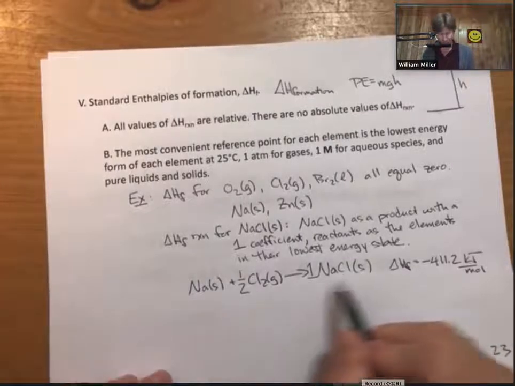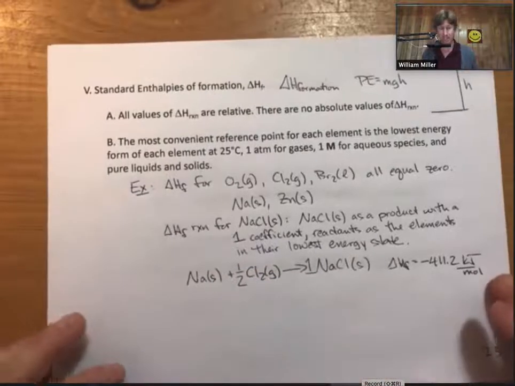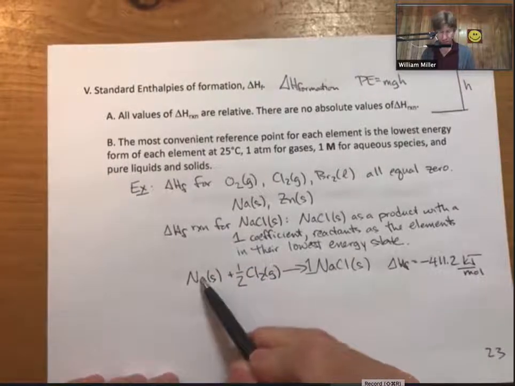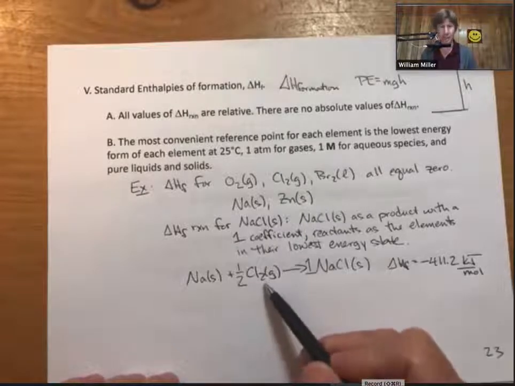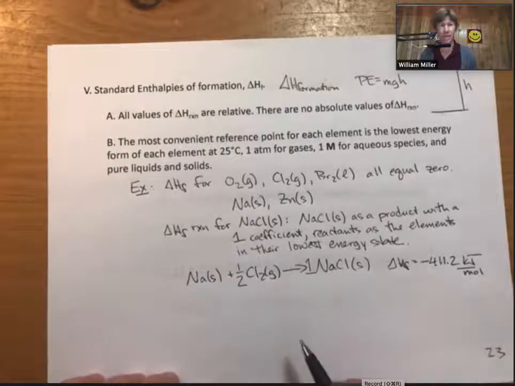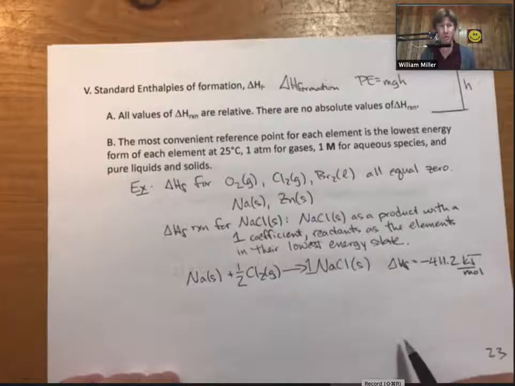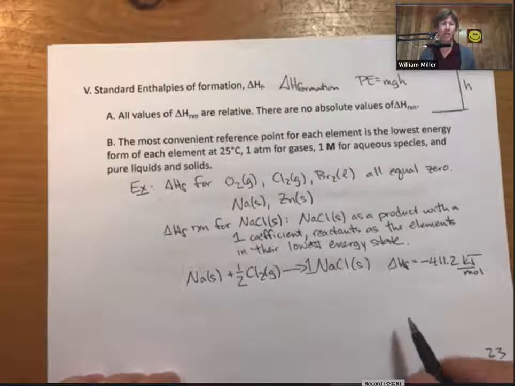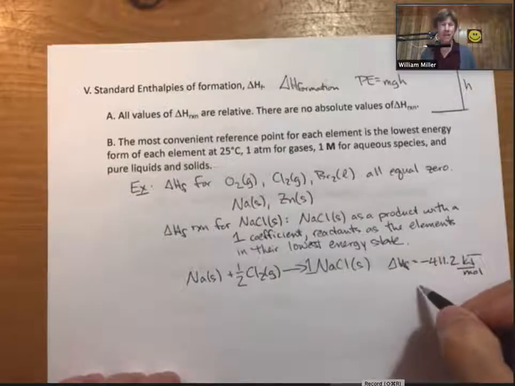What this reaction says, and this is a delta HF reaction for sodium chloride, is that if we started with sodium solid and half a mole of chlorine gas and made sodium chloride out of them, that reaction would release 411.2 kilojoules per mole. And the power of delta HF reactions is we'll tabulate all these values and then use them to calculate delta H reaction.